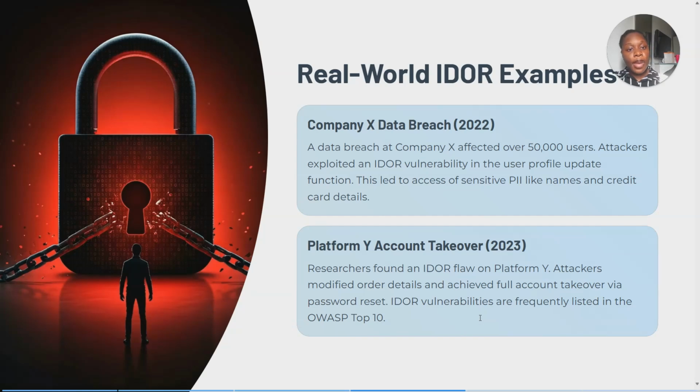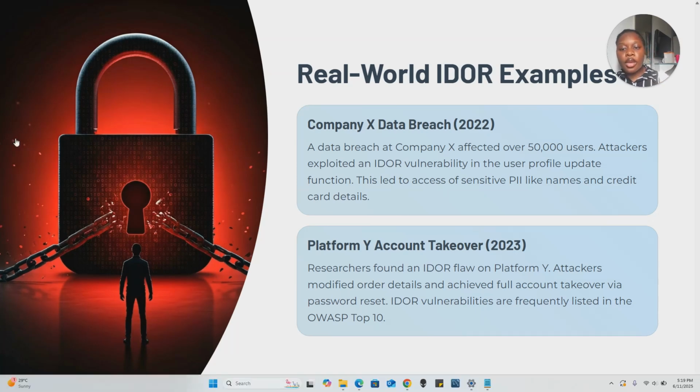Now we will talk about some real world examples of insecure direct object references. The first example we have today is the Company X data breach. Company X suffered a breach where attackers exploited an IDOR vulnerability in a profile update endpoint. Over 50,000 users' private information, including their names and credit card data, was exposed.